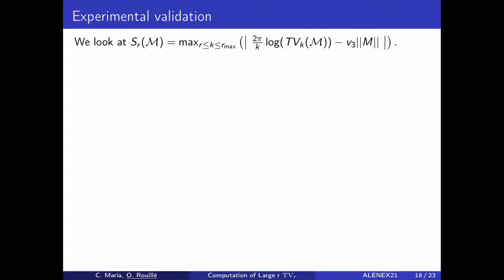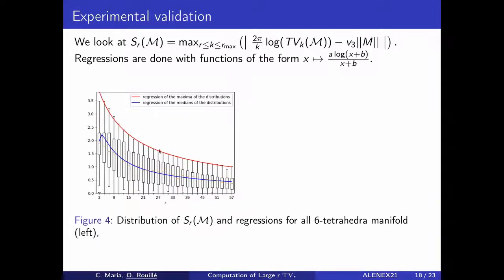Since we are looking at the convergence, instead of the sequence, we took the distance to the limit. And we looked at distributions, so it gives us whisker plots like this. Here we have the distribution of our sequence for all 6 tetrahedra manifolds. It's a distribution for r equals 3, r equals 5, 9, etc. And here we have just the values. To look at the convergence, we added regression with this function. We minimize A and B to fit the data, red to fit the maximum, and blue to fit the median of the data.